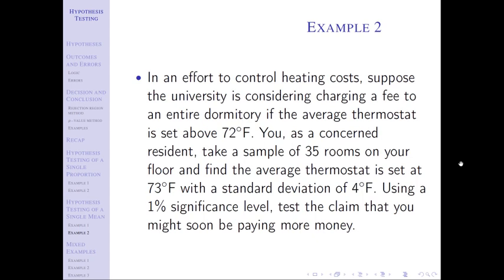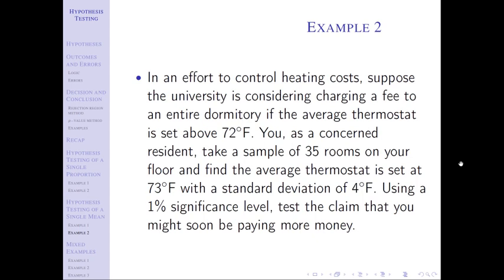This example gets a little wordier, but we're considering having a fee if the entire dorm has an average thermostat set above 72 degrees Fahrenheit. You're concerned, so you take a sample of 35 rooms on your floor and find that the average thermostat is set to 73 degrees Fahrenheit with a standard deviation of 4 degrees Fahrenheit. So as we talked about before, how do I know which one's x-bar and which one's mu? I took a sample of 35 rooms. What did I get? Those are sample statistics. So that's why x-bar would be 73 and s would be 4. That's not sigma, because that's the standard deviation that came from the sample.